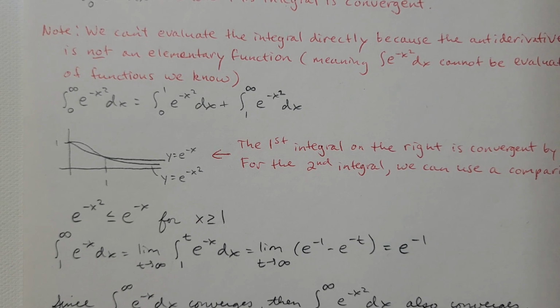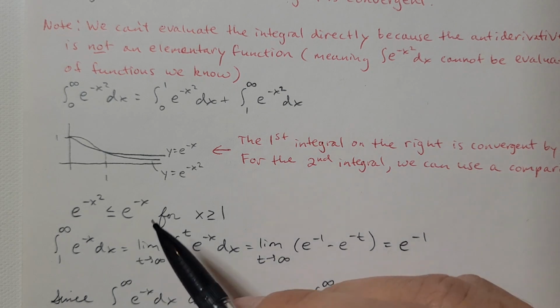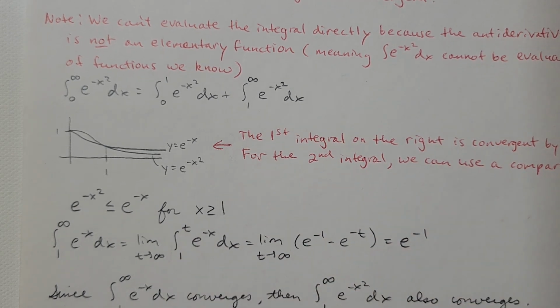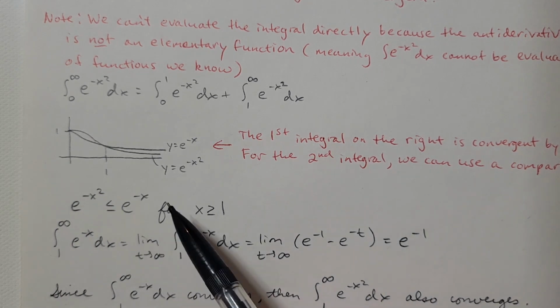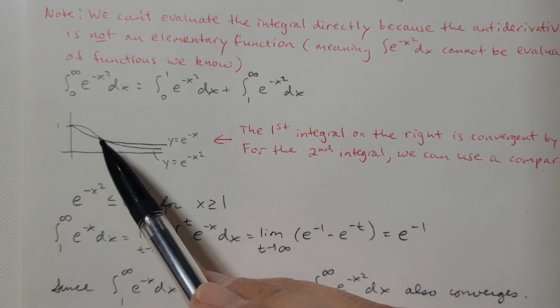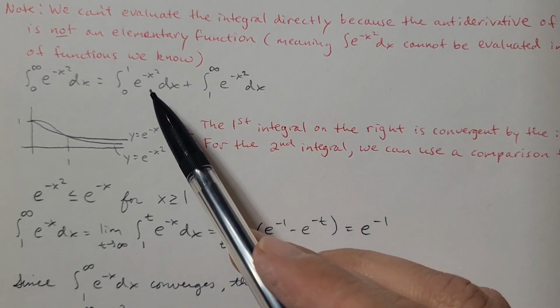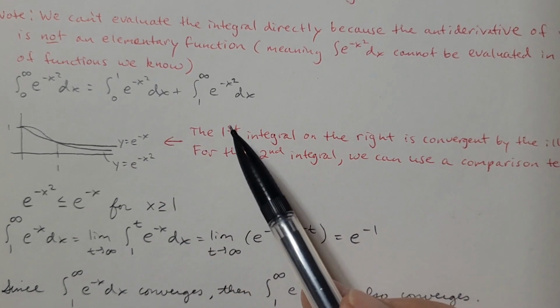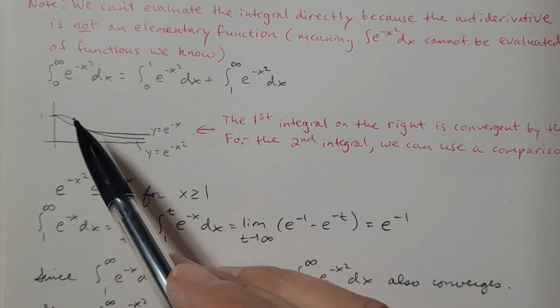And I'm going to compare e to the negative x squared to e to the negative x. By the way, it's common for us, if we're looking for the function to compare it to, to ignore powers or things that we're adding or subtracting. That's typical. So for this one, I'm ignoring the power of 2. And here's y equals e to the negative x. Now you can see that the first integral on the right is going to be convergent, right? Because I have a finite region here. This is enclosed.